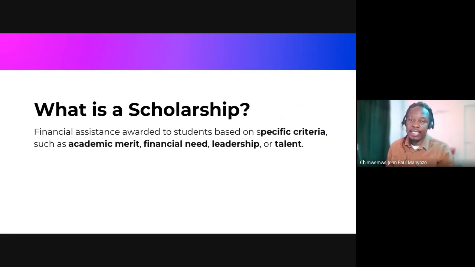And then there are others that make it very clear that this scholarship is designed particularly for people with a financial need. So those people then will have to be able to demonstrate that they have that financial need.